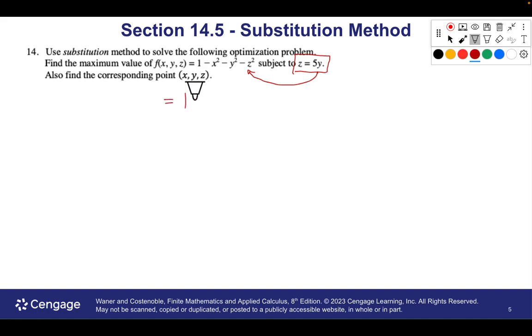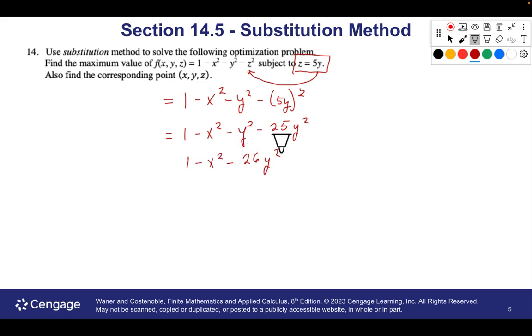So we get 1 minus x squared minus y squared. z squared is going to become minus 5y squared. So that becomes 1 minus x squared minus y squared. This becomes minus 25y squared. So looks like we get 1 minus x squared minus 26y squared.